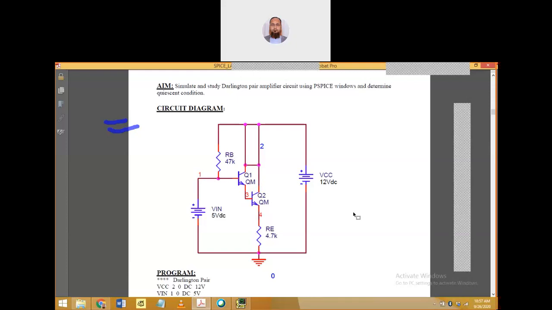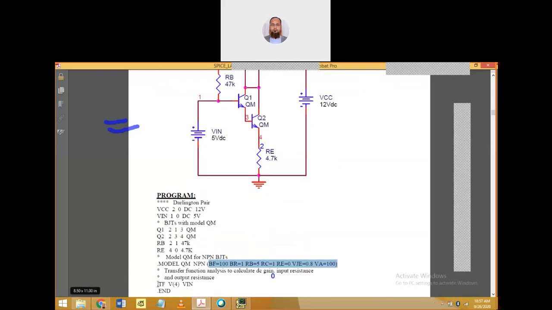But what it does when we do the transfer analysis with the .tf function: we write .tf, space output, space input. So output we are taking at node 4 and the input at V1. There is some typing error here, it is 2, actually it is 4. So here we are taking the output.